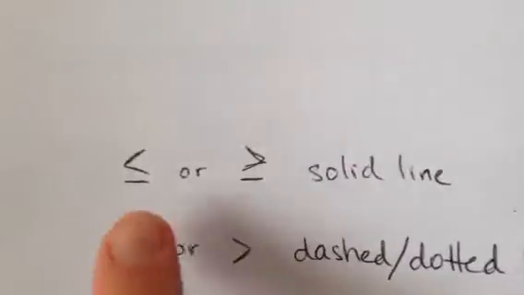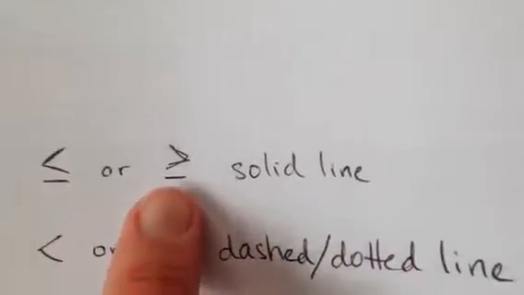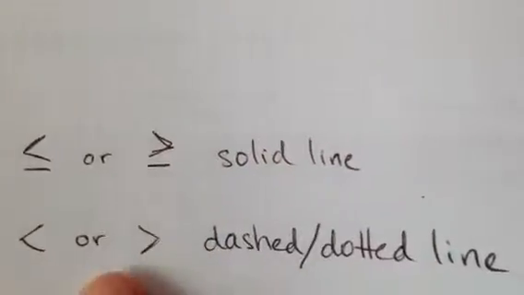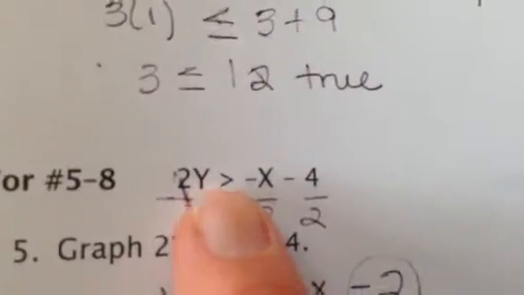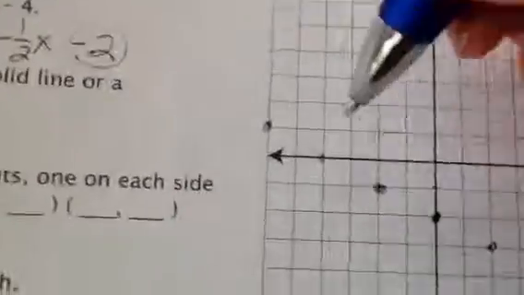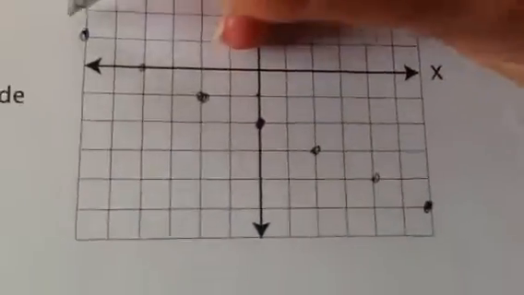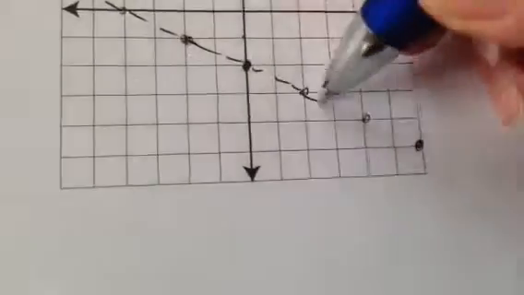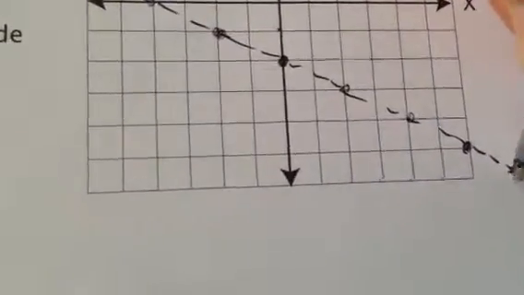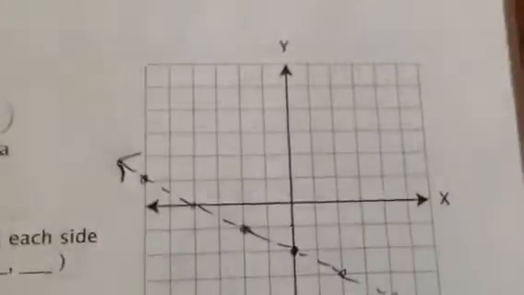Remember this? If it has the or equal part under it, it's solid. If it doesn't, it's a dotted line. When I look here at my original equation, it's just strictly greater than. So I'm going to have to do a dotted line. So let me see if I can do this while looking through my camera. Okay, so you can see I did a nice dashed or dotted line.